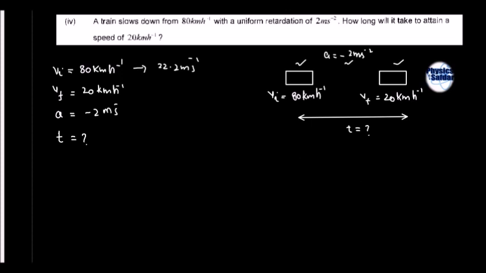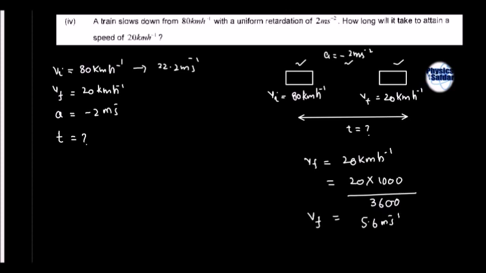Now convert final velocity from kilometer per hour to meter per second. The final velocity is given 20 km per hour. The same method we are going to use here. 20 multiplied by 1000 to convert kilometer to meter, divided by 3600 to convert hours to seconds. After the simplification, we get 5.6 meter per second. So you can write here 20 km per hour is equal to 5.6 meter per second.